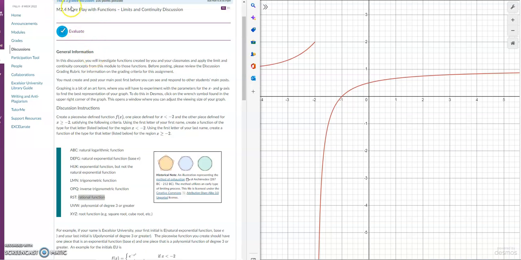This is module 2.4, and for this discussion we'll be making a piecewise function, one for x is less than -2 and one for x is greater than or equal to -2, and we'll be defining the limits left, right, and combined.